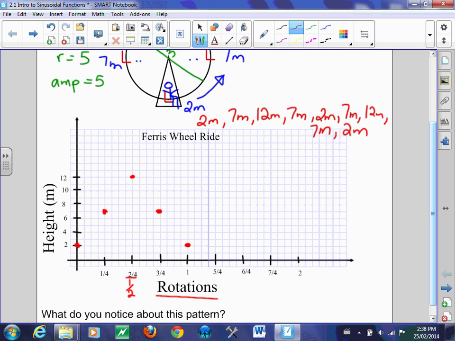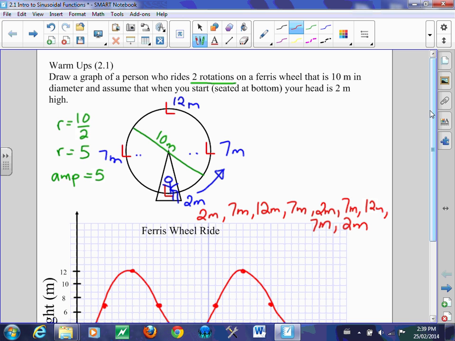Notice this is where it starts repeating, guys, and this is where it's going to be symmetrical. So again, I go back to 7, up to 12, back down to 7, and end at 2. Normally, when you graph sinusoidal functions, ladies and gentlemen, you're going to notice that, first of all, there's a curve-like motion. It's going to hit the axis, the maximum, and the minimum, and back to the axis. Normally you put arrows on both ends. But in this case, because it said only 2 rotations, it ends. You don't keep the arrows going.